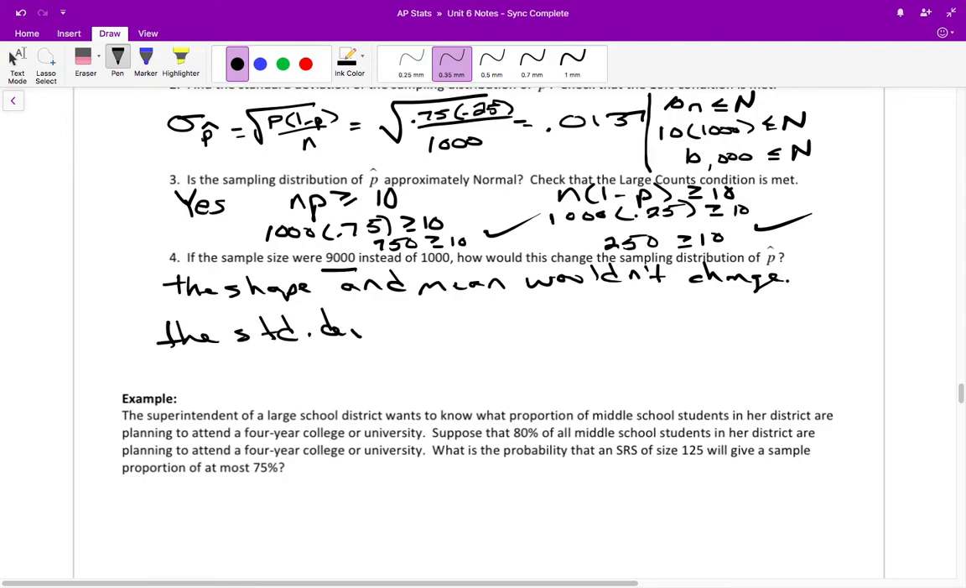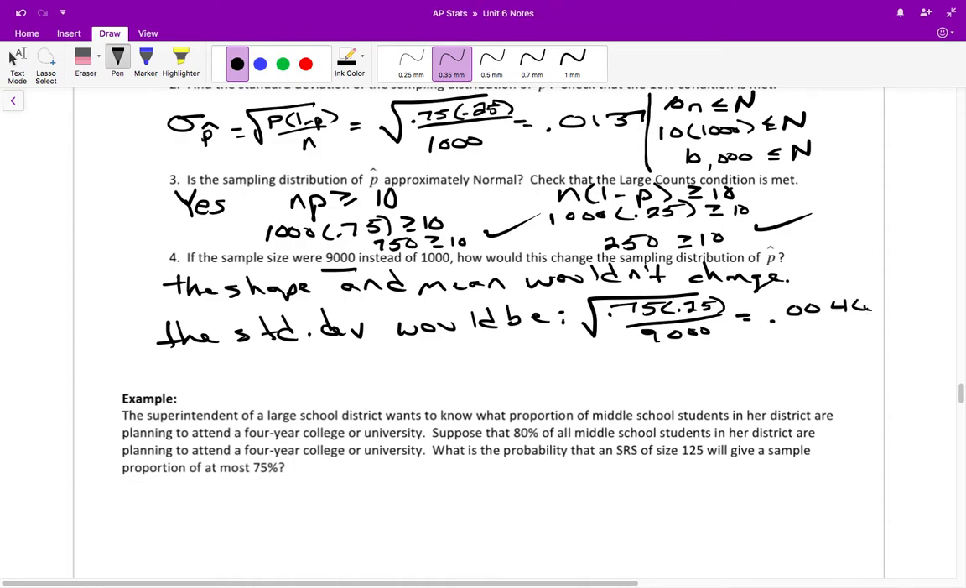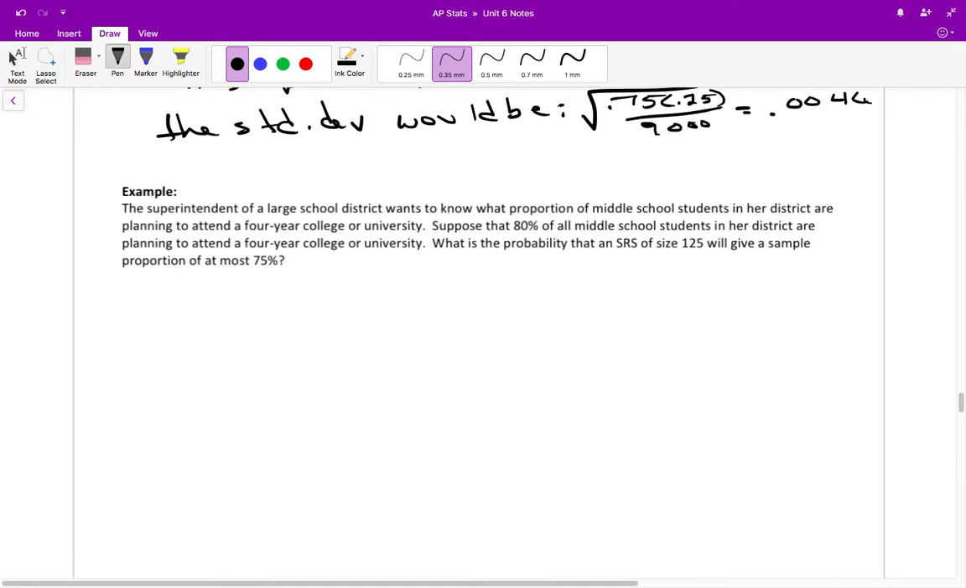The new standard deviation would be the square root of 0.75 multiplied by 0.25 divided by your new n, which would now be 9,000. So your new standard deviation would be 0.0046. So standard deviation would decrease in size, which should make sense. Remember, as the sample size increases, standard deviation decreases. They are inversely related.